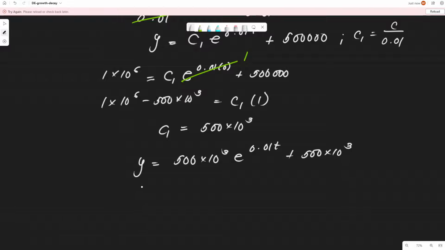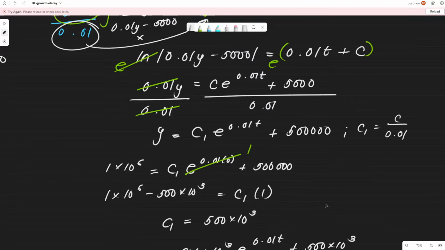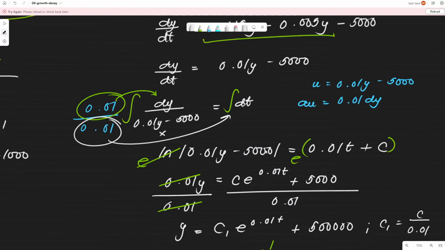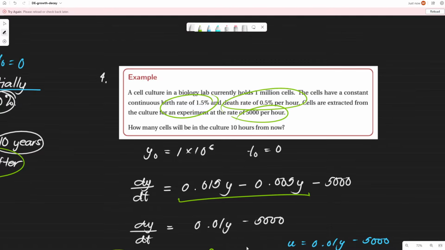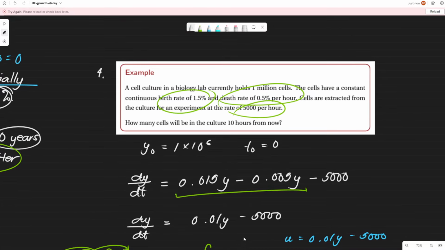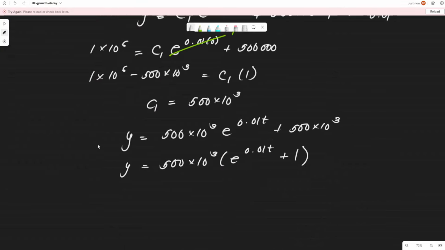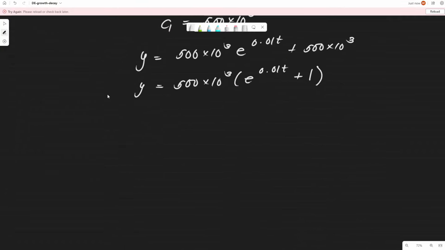Which pwede mo i-factor out yung 500K. Y is equal to 500K times e raised to 0.01t plus 1. Okay? So, napaikli na natin. Now, the question is, no? Dami natin ginagawa, hindi pa natin alam. How many cells will there be in the culture 10 hours from now? No? So, since naka-R naman yung rate natin, wala naman tayong problema doon.